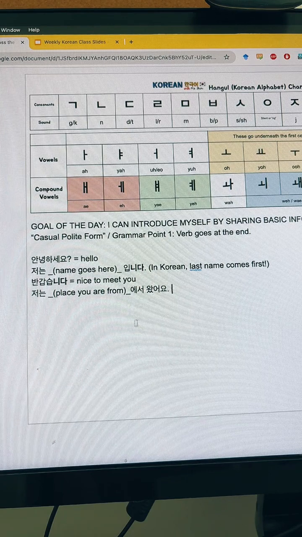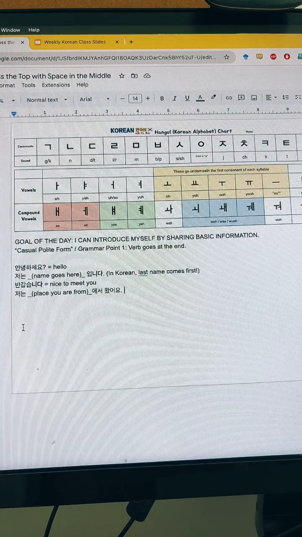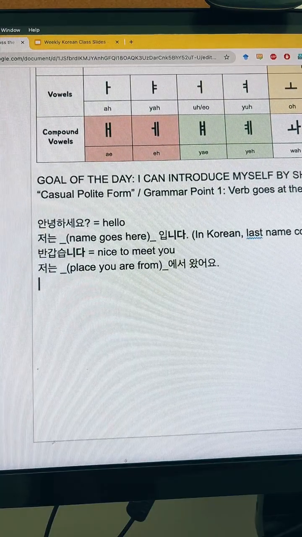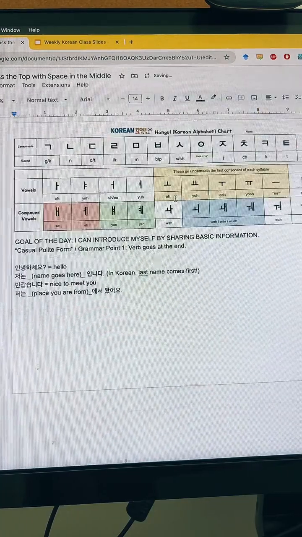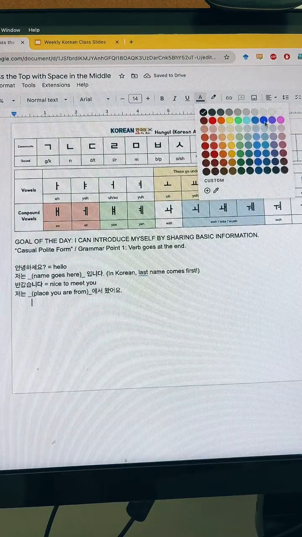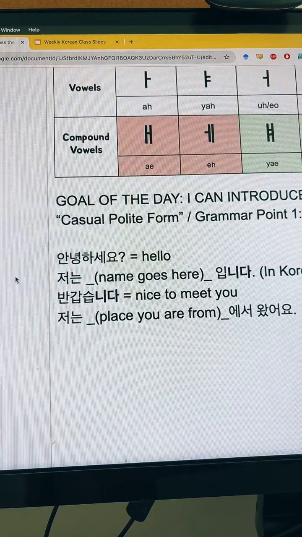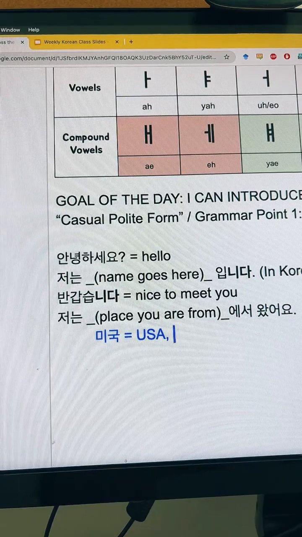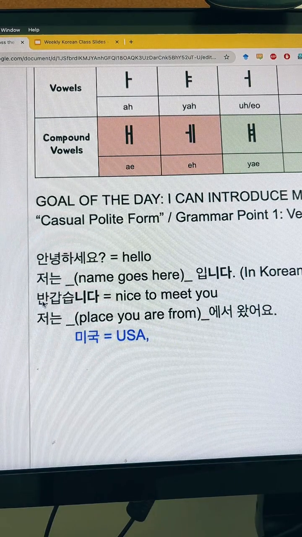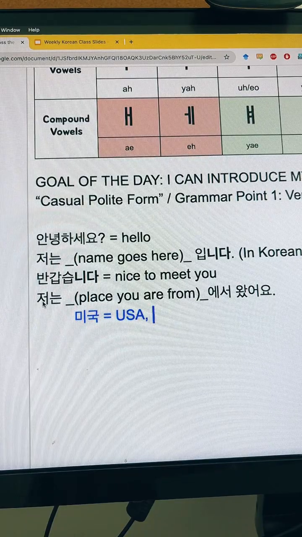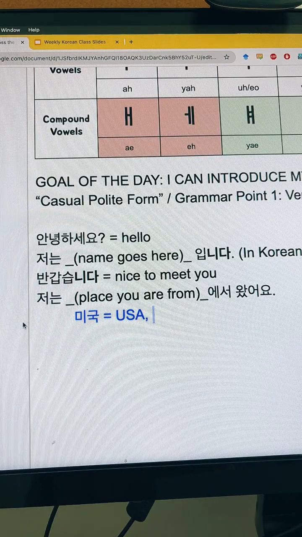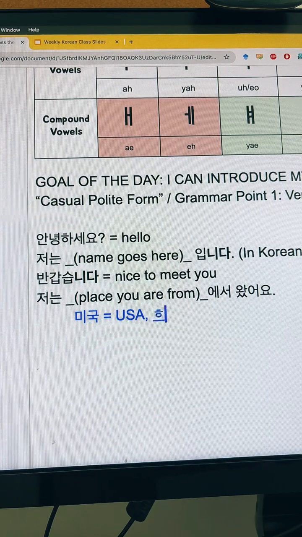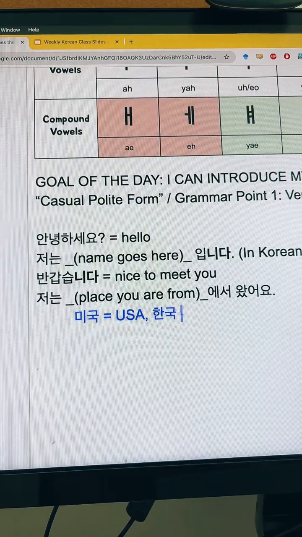So if you're from America, let's learn some words for different places now. So for the place, how do you say America in Korean? You can say 미국. 미국, USA. Where else? Which country name would you like to learn? Good, 미국. 잘했어요. If it's a Korean person, they would obviously say 한국. 한국 means Korea.